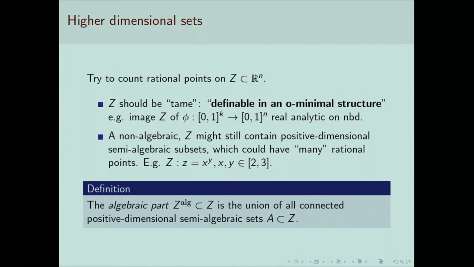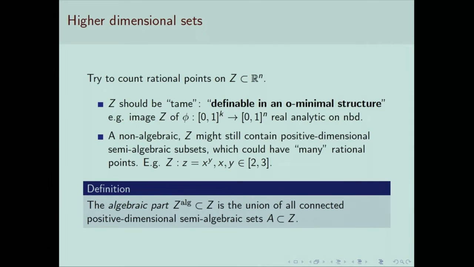So we're going to stay away from that, and we make this definition of the algebraic part of a set Z. Z-alg is the union of all connected positive dimensional semi-algebraic subsets of Z, whatever that is. And I'll just remark here that semi-algebraic in R^n means that you're a finite union of sets in R^n, each of which is defined by finitely many algebraic equations and inequations.